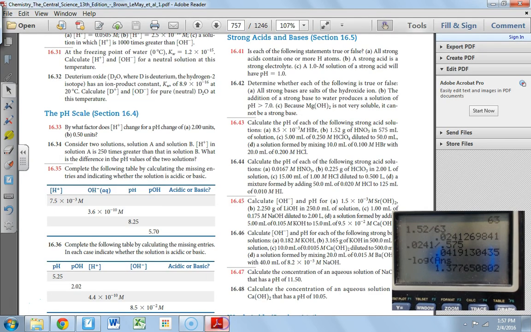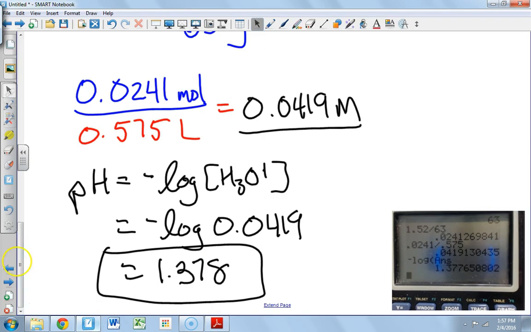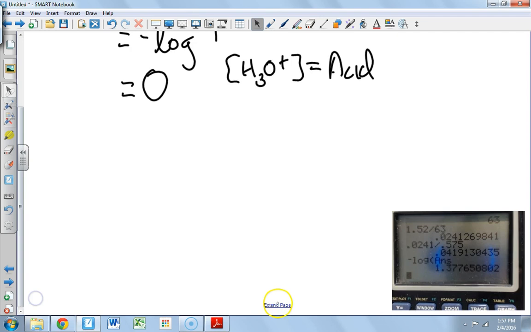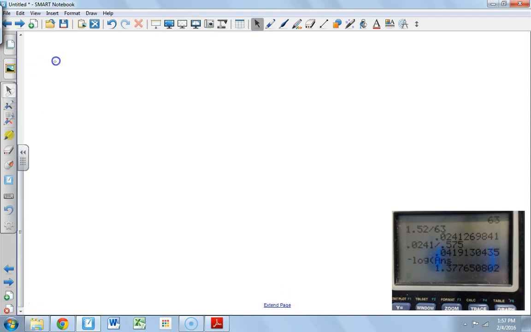Okay, so part C says 5 milliliters of 0.25 molar is diluted to 50 milliliters. So now this is going to be kind of an interesting problem. So this is part C.